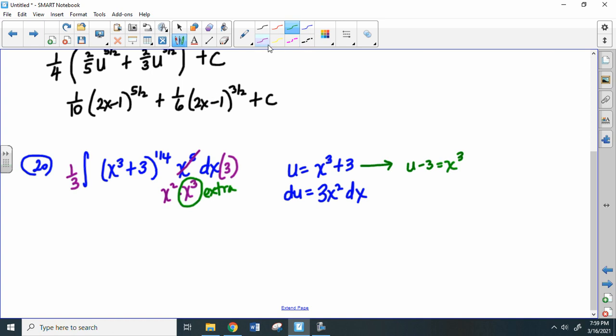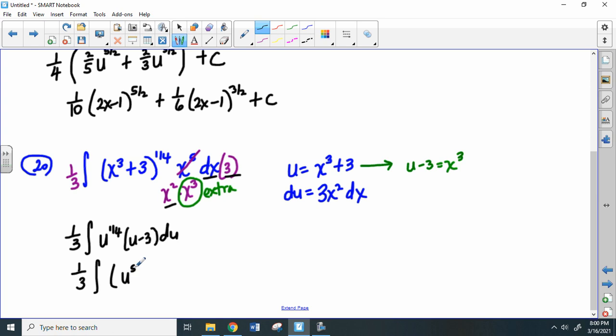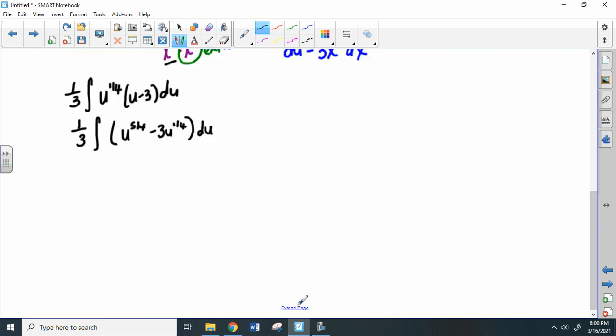All right, so let's come back over here and put it all together. What do we have? We've got the 1/3 in front. We've got u to the 1/4, right? X to the 3rd becomes u minus 3, and x squared times dx times 3 is my du. And then I can distribute, and that makes it a lot easier to integrate.